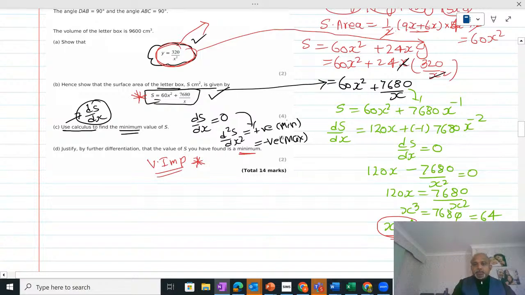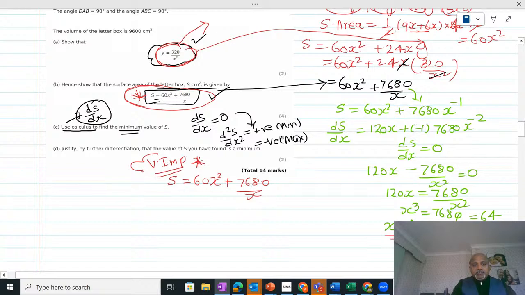We need to show it is minimum, but I repeat, put x equal to 4 straight away in this equation where I'm making this elliptical shape with the asterisk sign. So let's write down S equals 60x squared plus 7680 over x. This is the important part. What everybody does is just find d2s over dx2, put in the value, and write down minimum or maximum. That's why I have written very important. You need to find the maximum or minimum value as well.